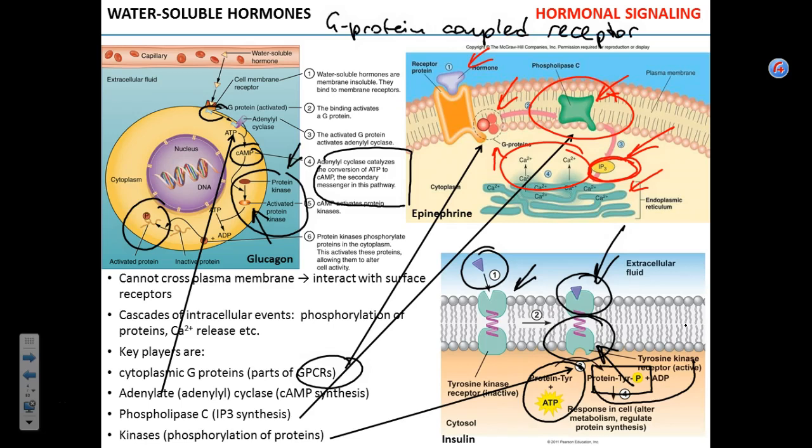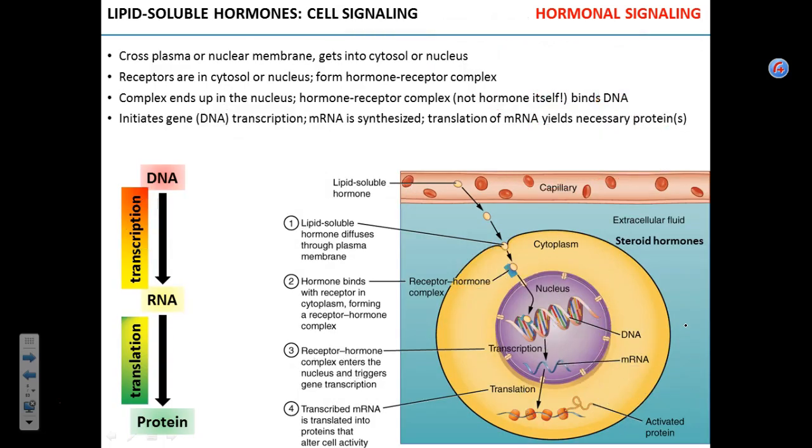Now let's move on to the lipid-soluble hormones. These guys are a little simpler. Remember, they can cross the membrane, right? So they easily enter the cell, and that's where they interact with their receptor. So inside of the cell, the receptor can be in the cytoplasm, or it can be in the nucleus sometimes. Doesn't really matter.